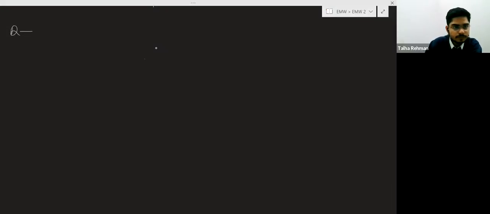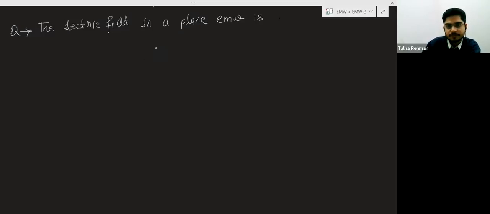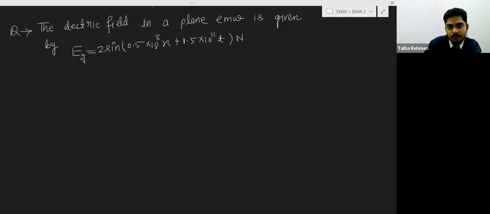The question is: the electric field in a plane electromagnetic wave is given by Ey equals 2 sine (0.5 into 10 to the power 3 x plus 1.5 into 10 to the power 11 t) Newton per coulomb.